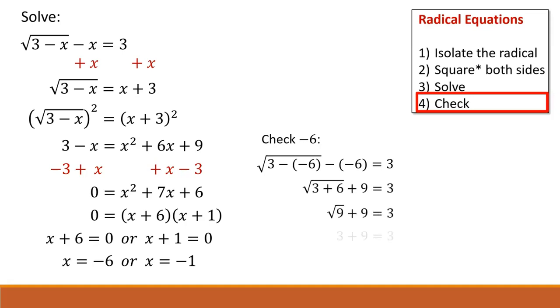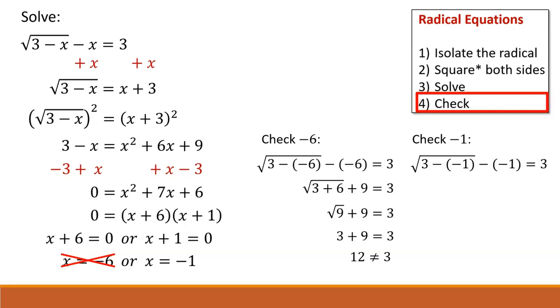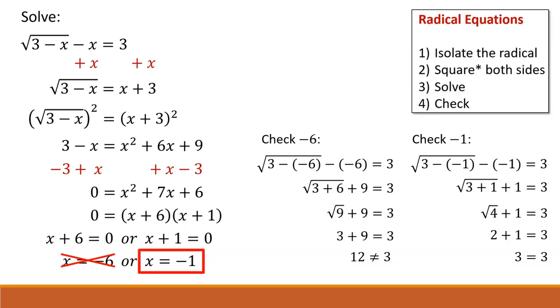When we do that, we end up with a statement 12 equals 3? No, 12 does not equal 3. So we get a false statement, which means -6 is not a solution. Now let's check the -1 the same way. We'll substitute -1 in for all the x's in our original equation, and then simplify until we get to a statement that's either true or false. And in this case, it's true. 3 does equal 3. So -1 is our only solution to this radical equation.